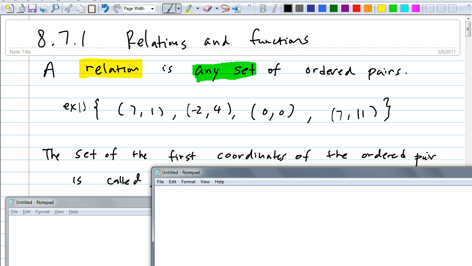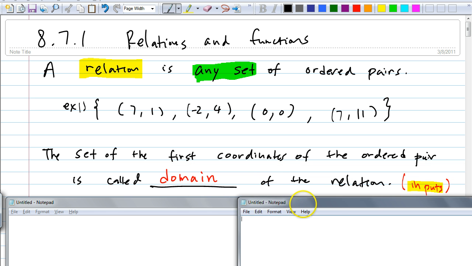So the set of the first coordinates of the ordered pairs. What I mean by that is 7, -2, 0, and since I have 7 already, I don't repeat it. What are those x's called altogether? Anybody remember from last time? It starts with D. Domain is correct. You guys remember? These are called the domain of the relation.